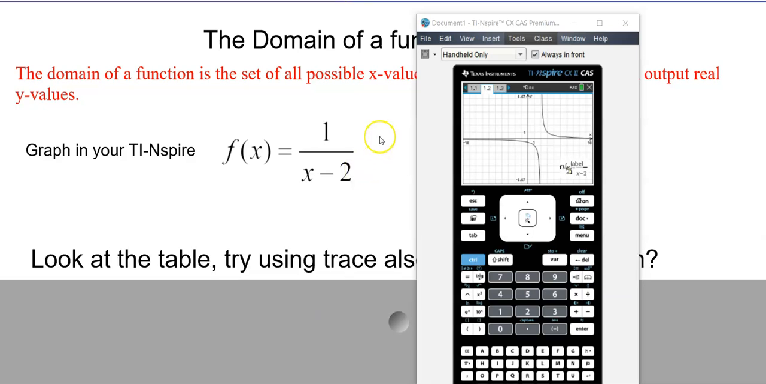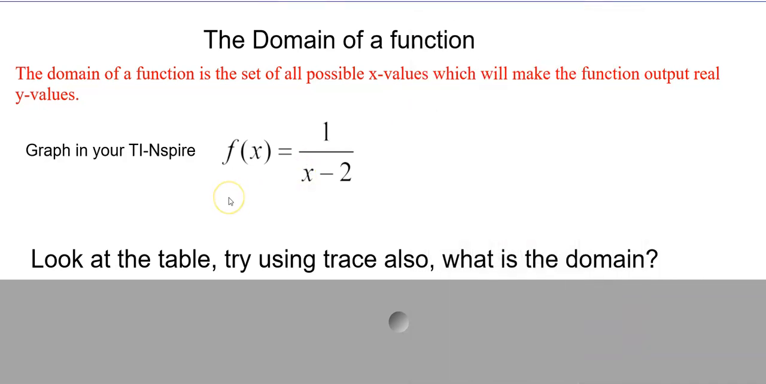Let's look at the table. So you can see the table hitting Control T. It's kind of neat. You may notice it's got a lot of different x values I can plug in, but when I plug in 2, it says undef, which means undefined. So when I plug in 2, there is a problem. Why is there a problem when I plug in 2?